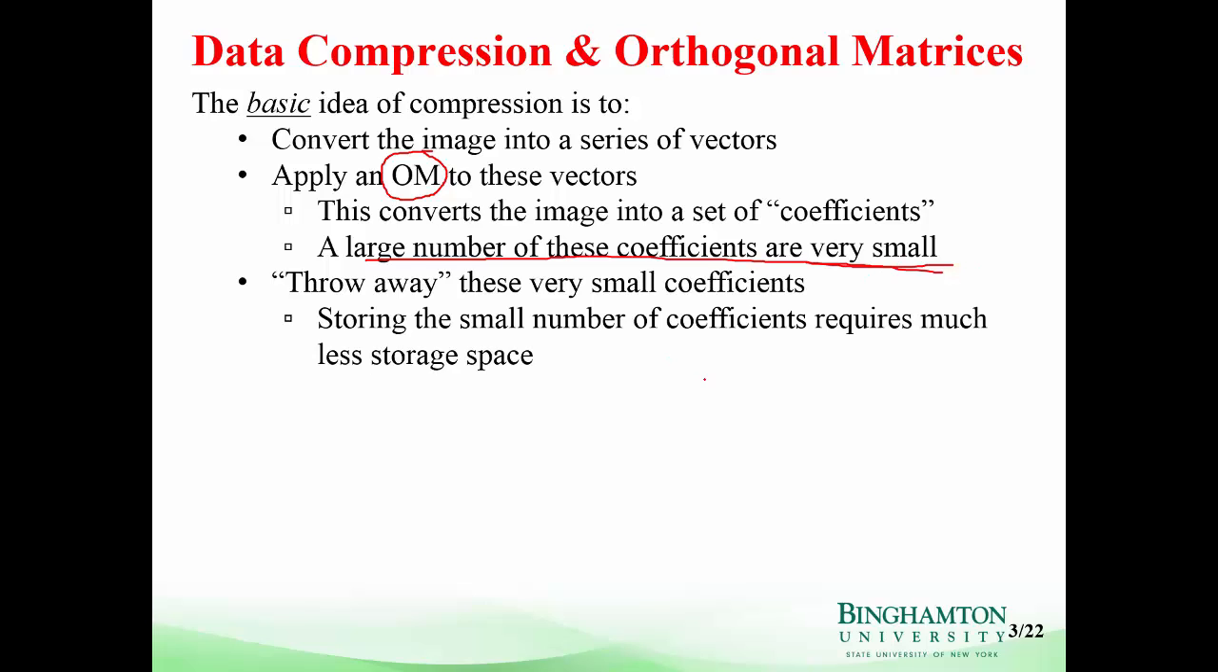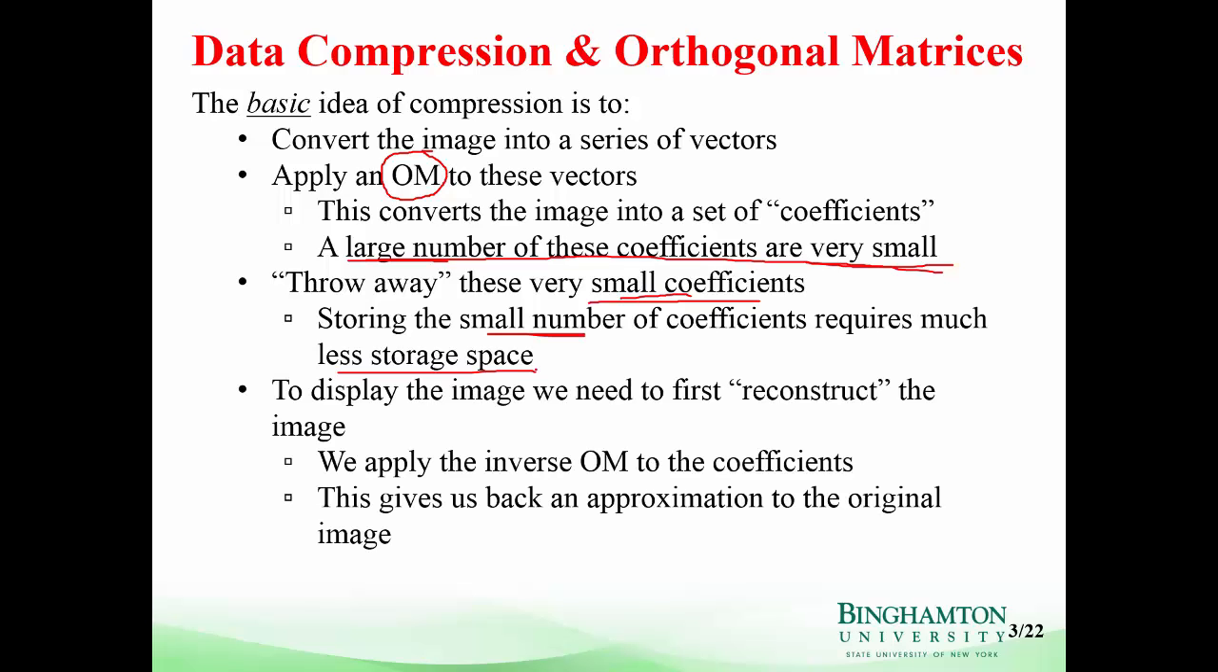And then, as we saw at the end of the last note set, if we take the very small coefficients and throw them away, the resulting error will be small because these coefficients are small. So there's going to be some small number of coefficients left. It's a large number of small valued coefficients and then a small number of large valued coefficients that we keep. And because there's a small number of them, we need much less storage space to store them. So that's how we store it.